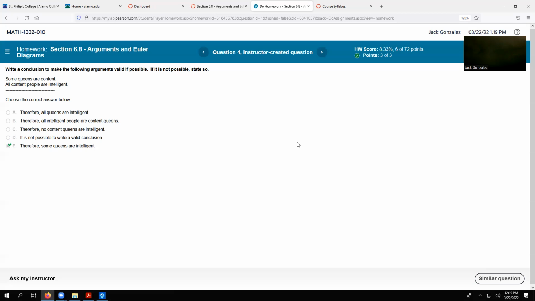Yeah, we should create the Euler diagram. That would be helpful. Let's try it that way just for fun. So all people are content. All right, so I'll make a circle here. This is my content people. Some queens are content, so that means some of them will be in here, right? The queens. So there is some overlapping for sure.